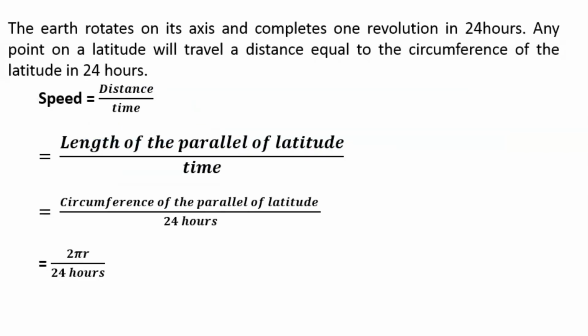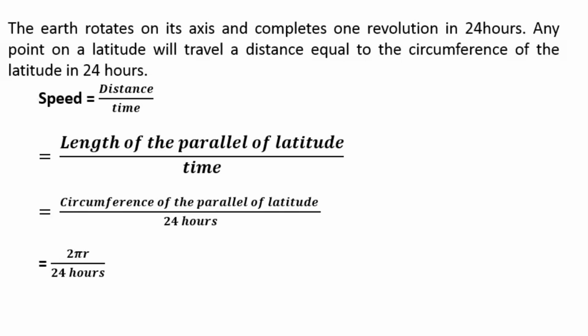We said that the earth rotates on its axis and completes one revolution in 24 hours. So any point on a latitude will travel a distance equal to the circumference of the latitude in 24 hours. Just like from our elementary maths, we know that speed is equal to distance over time, where our distance now is going to be the length of the parallel of latitude over time. And that length of parallel of latitude will be the circumference of that parallel of latitude, divided by time, in this case 24 hours.